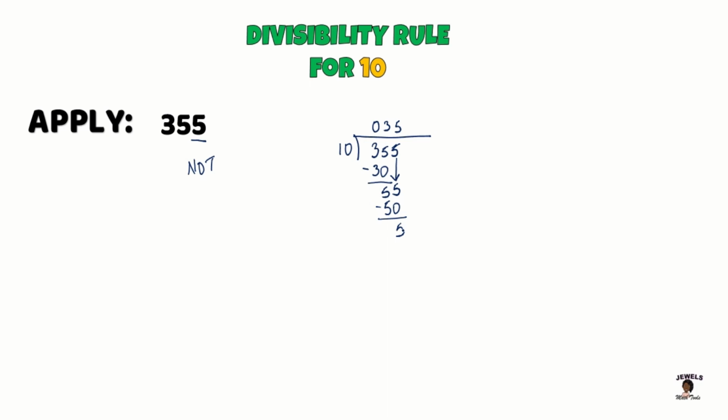Again, so we have a remainder, which tells us that this number is not divisible by 10. And because the number ended with 5, we knew right away that this number was not going to be divisible. So let's look at a second example.